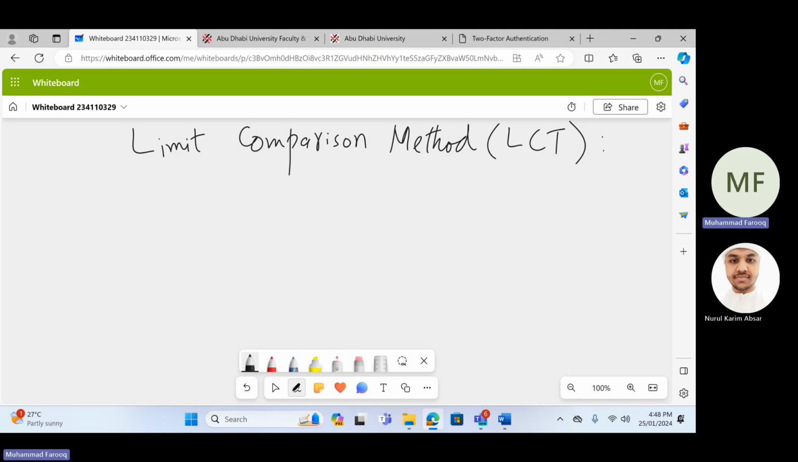Doctor, should it be test, not method? Oh, yes, it means test. LCT: limit comparison test, and direct comparison test. DCT and LCT. Now I will let you know its calculation and rules. Actually, in DCT, there is no calculation. You just generate a second function and then you just compare who is big and who is small, okay? LCT has a calculation.